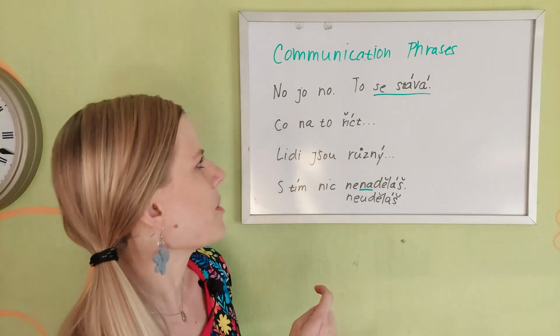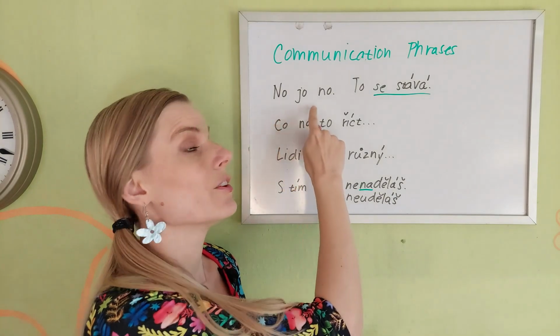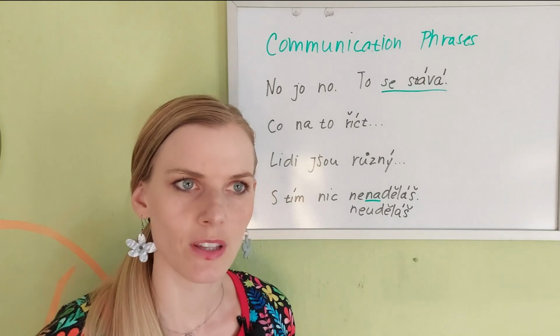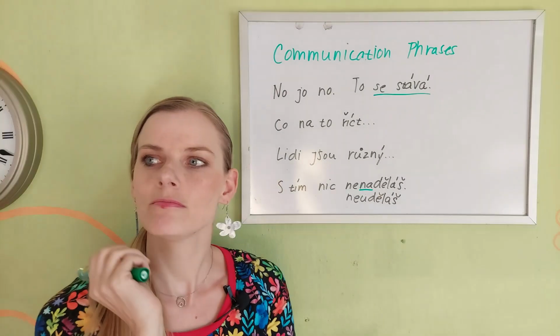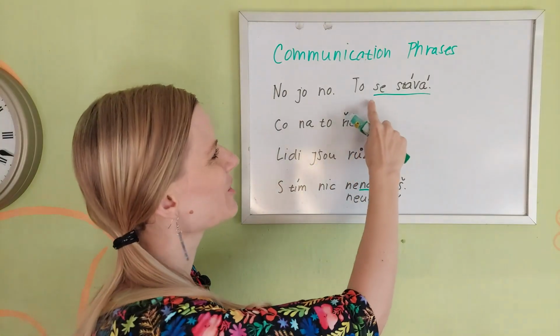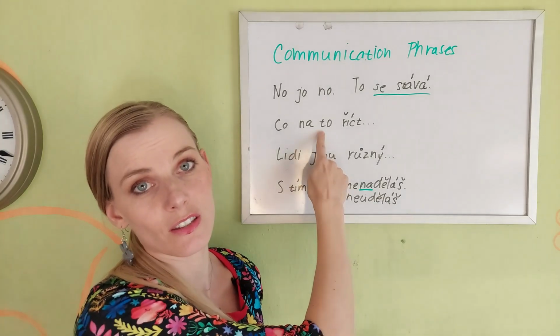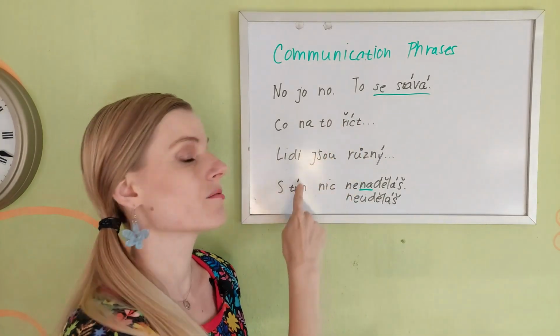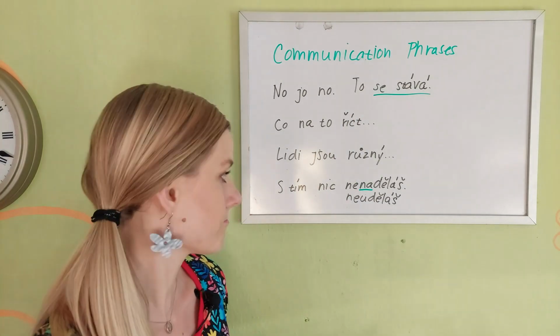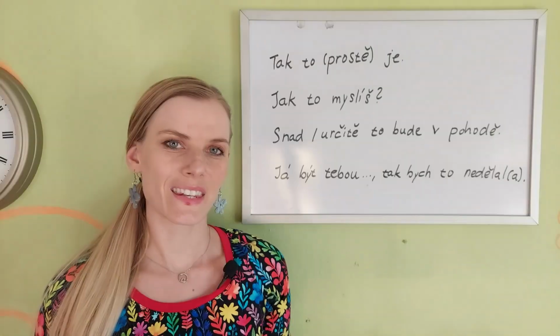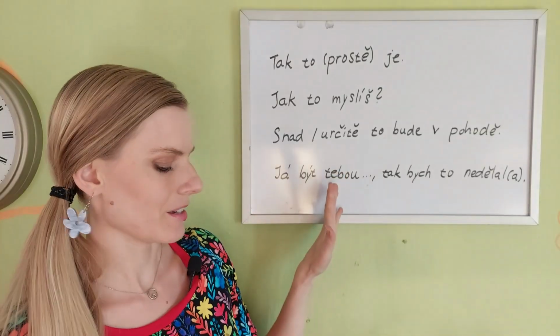Repeat after me. Opakujte po mně. No jo no. You have to have the right intonation. No jo no. To se stává. Co na to říct? Lidi jsou různí. S tím nic nenaděláš. Now let's take a look at the second part.